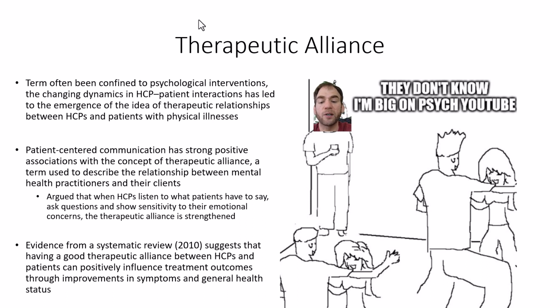Evidence from a systematic review in 2010 suggests that having a good therapeutic alliance between HCPs and patients can positively influence treatment outcomes through improvements in symptoms and general health status. So, like everything in psychology, there are multiple constructs that describe similar phenomena in often overlapping ways. Here, again, consistent with the idea that there is a relationship between HCPs and patients, and that relationship can impact health outcomes in the patient.